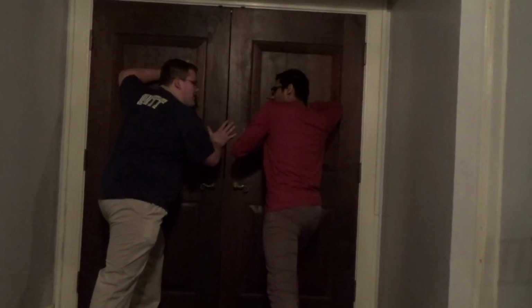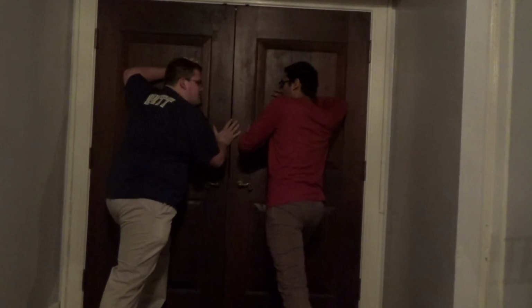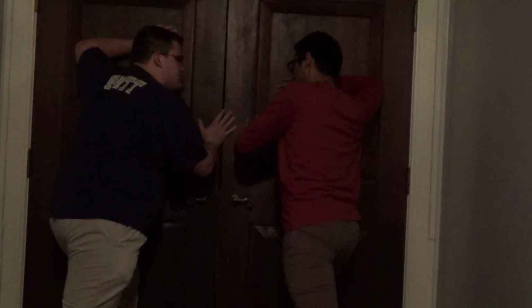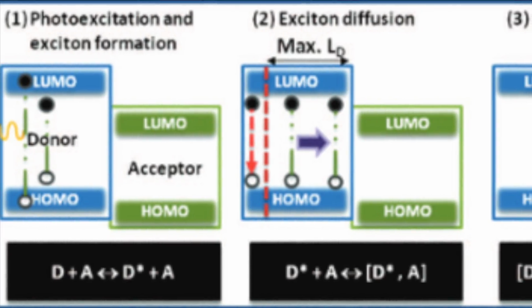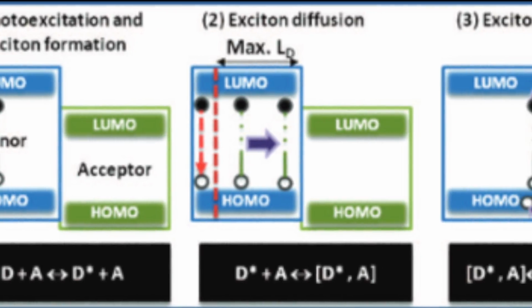Do you have any idea what they were talking about? Yeah, so they're talking about the organic solar cells which act as semiconductors. You have a P-type layer for hole transport and N-type layer for electron transport. So the basic principle behind it is that you have light exciting an electron from the HOMO of your donor to the LUMO of that same donor.